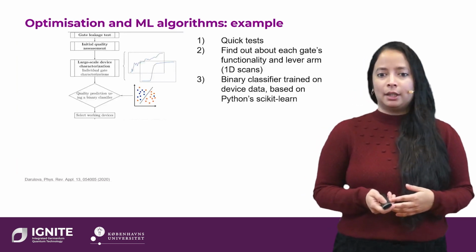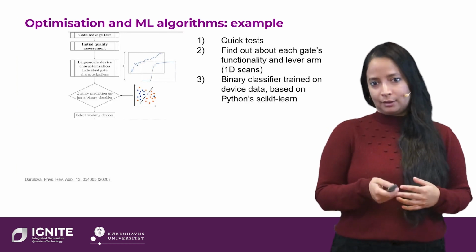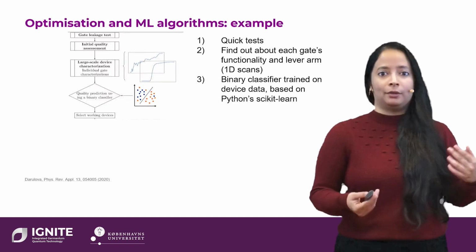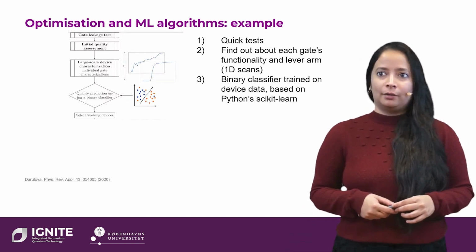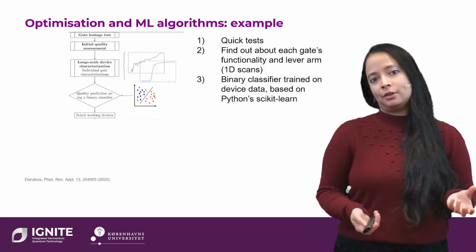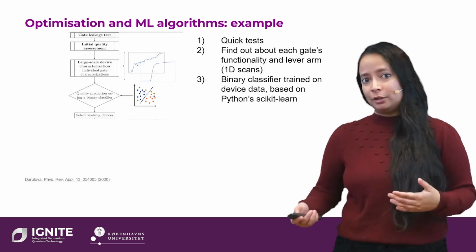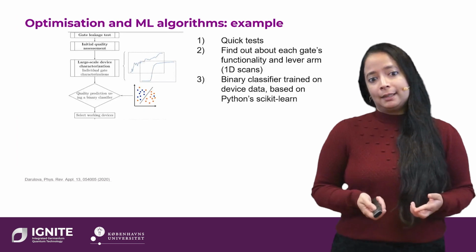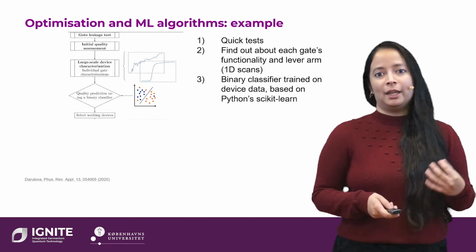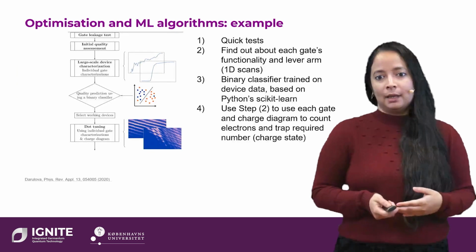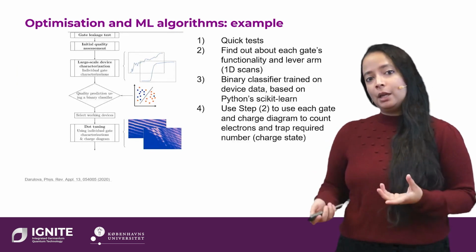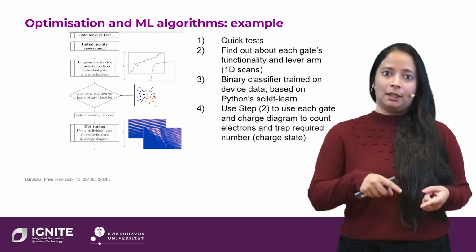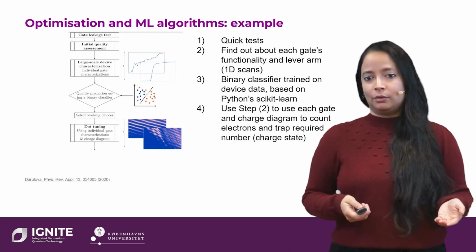And it turns out that you actually can use a lot of code, for example, Python's scikit or Keras or other libraries that other people have written for other applications, because a lot of the problems for auto tuning and quantum devices can actually be reduced to or be analogous to other problems that people have faced with other kinds of data. Once you've selected these working devices, now you can go to the next step, which is tuning them to the correct regime. And here you would use the information you have gleaned already in step 2, where you found out about each gate's functionality and their lever arm or their effect on the quantum dot.